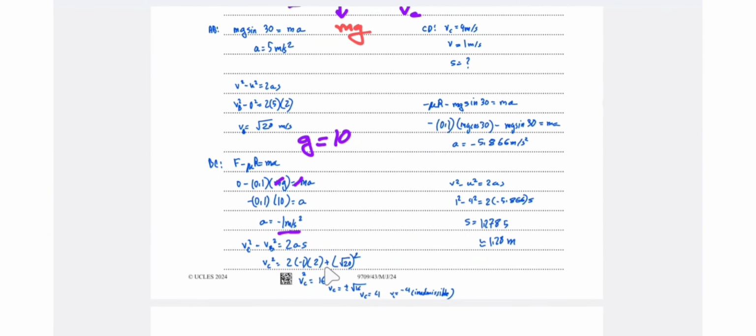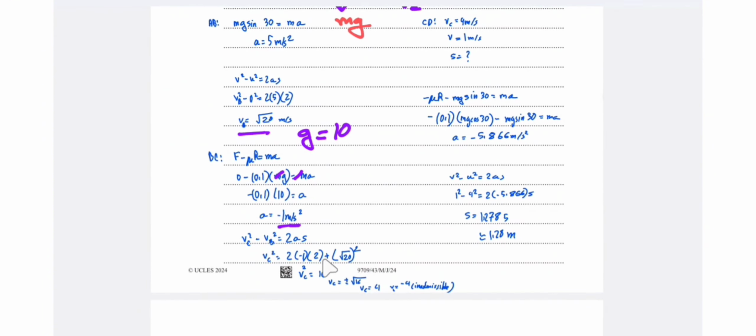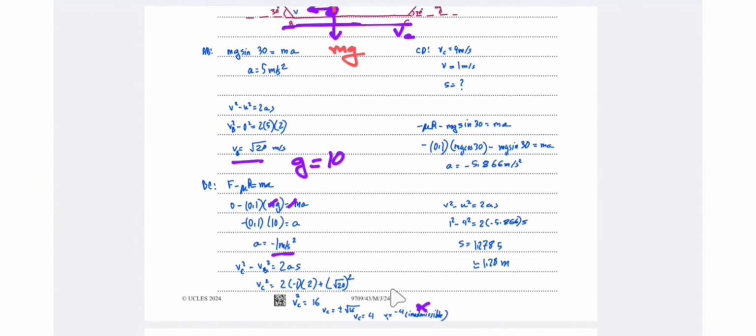So we have 2a, and the distance from B to C is 2 meters, so vC squared is equal to 2as plus u squared, where u is the speed at B. After substituting these values, we find vC squared is equal to 16. So vC is equal to 4 or minus 4. Minus 4 is inadmissible, and our answer is 4 meters per second. So for point C, the speed is 4 meters per second.